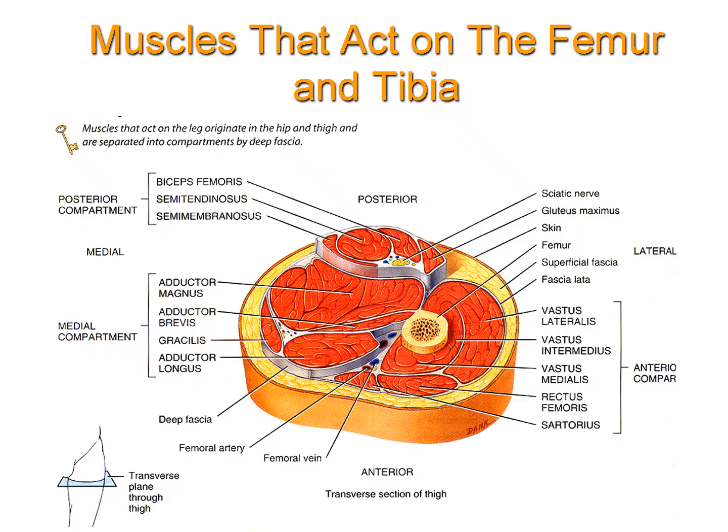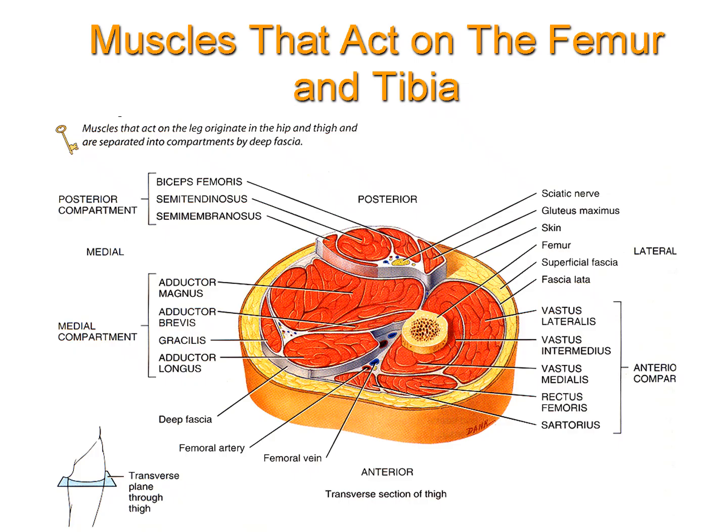Muscles that act on the leg have their origins from the hip and/or thigh and insertions on the tibia. These muscles are divided into three functional compartments by deep fascia. The medial compartment is also known as the adductor compartment because muscles that adduct the thigh are bundled together along with their vascular and nerve supply.